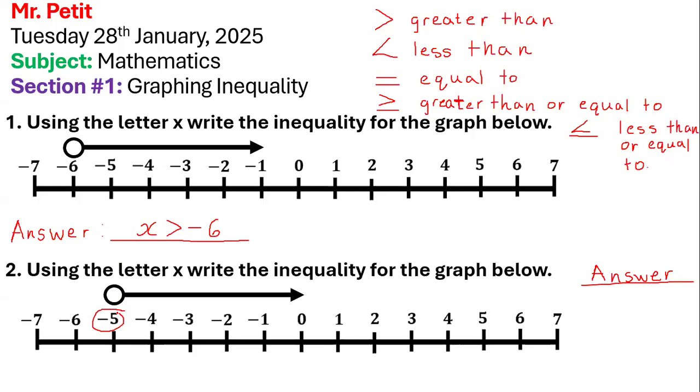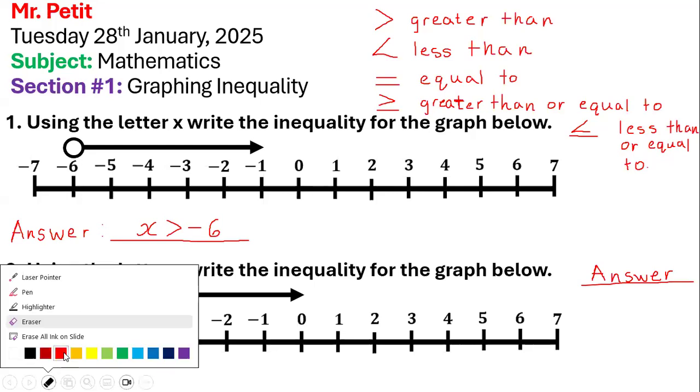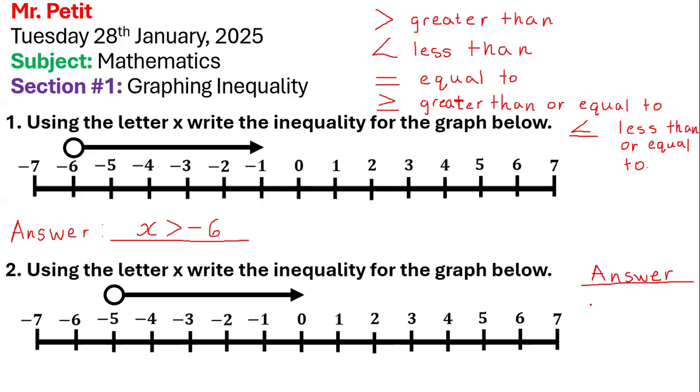We have negative what? -5. Do we include -5? No, sir, we do not include -5, because the circle is not bubbled in. It's open. So we cannot include -5. So we're going to say x is strictly greater than -5.